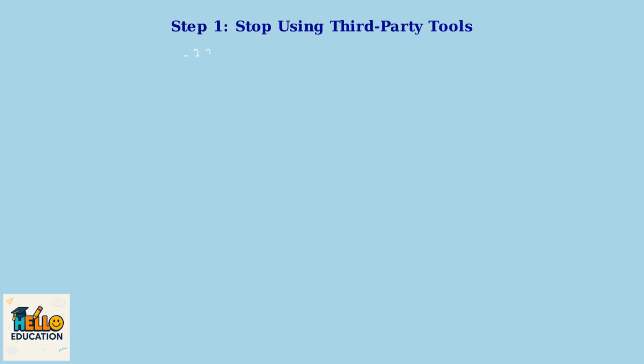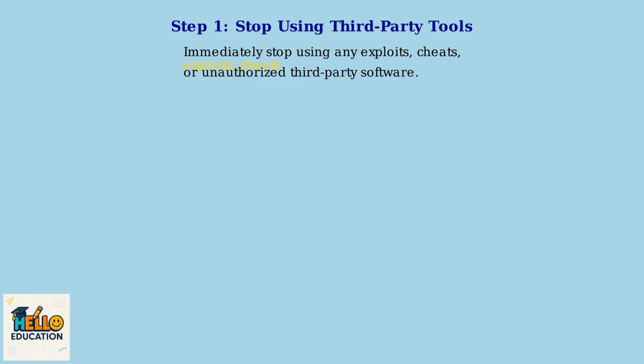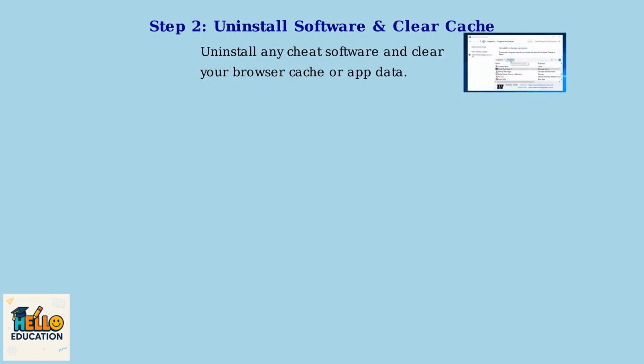If you encounter Error 110, the first step is to immediately stop using any third-party tools or exploits. This includes cheats, aimbots, or any unauthorized software that modifies Roblox behavior. Next, uninstall any cheat software from your device. Then, clear your browser cache or app data to remove any traces of exploits.